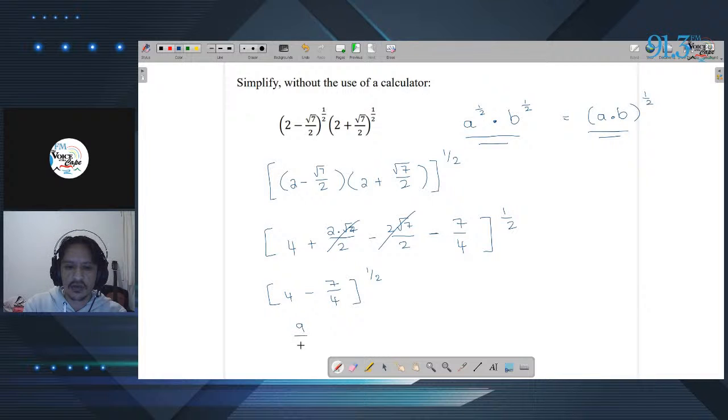So we got 9 over 4 to the power of a half. Now, remember I told you that this is the same as saying square root. So we can just say that this is the square root of 9 over 4. And our answer will be 3 over 2. But because it's a square root, it could be plus or minus 3 over 2.